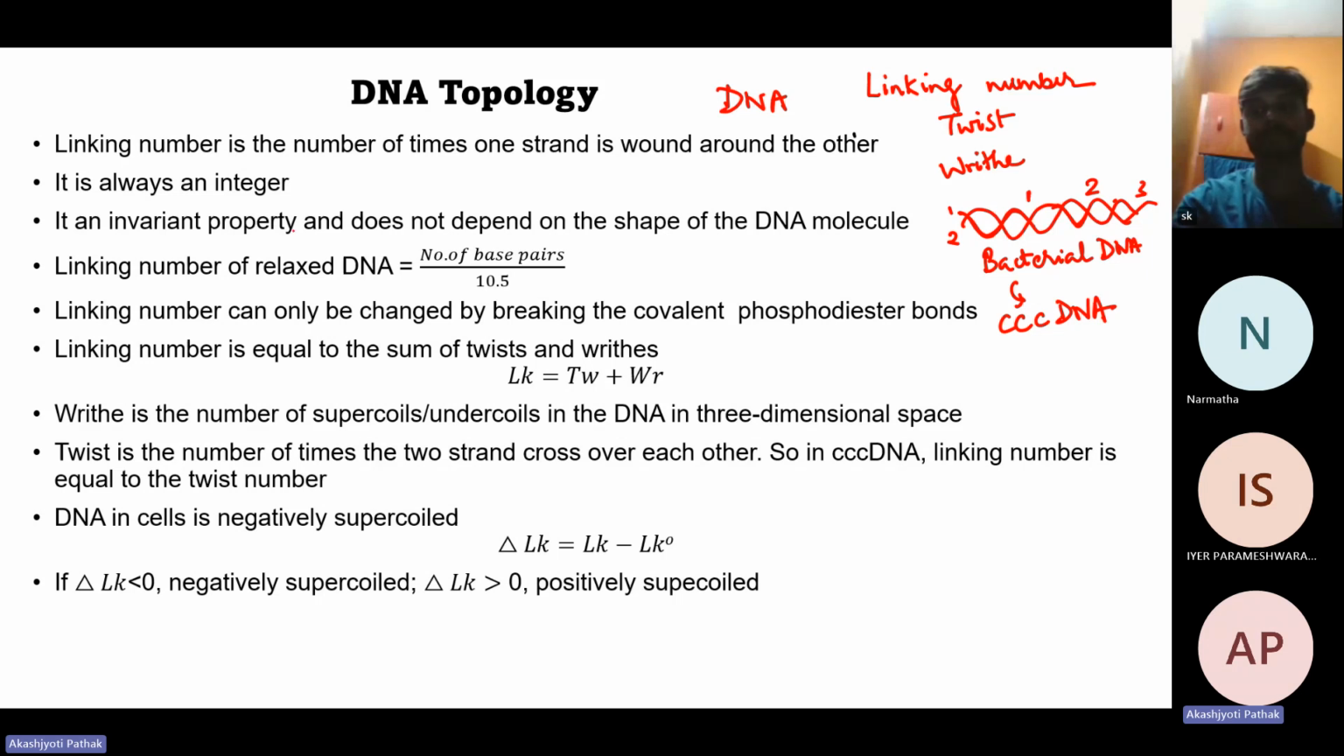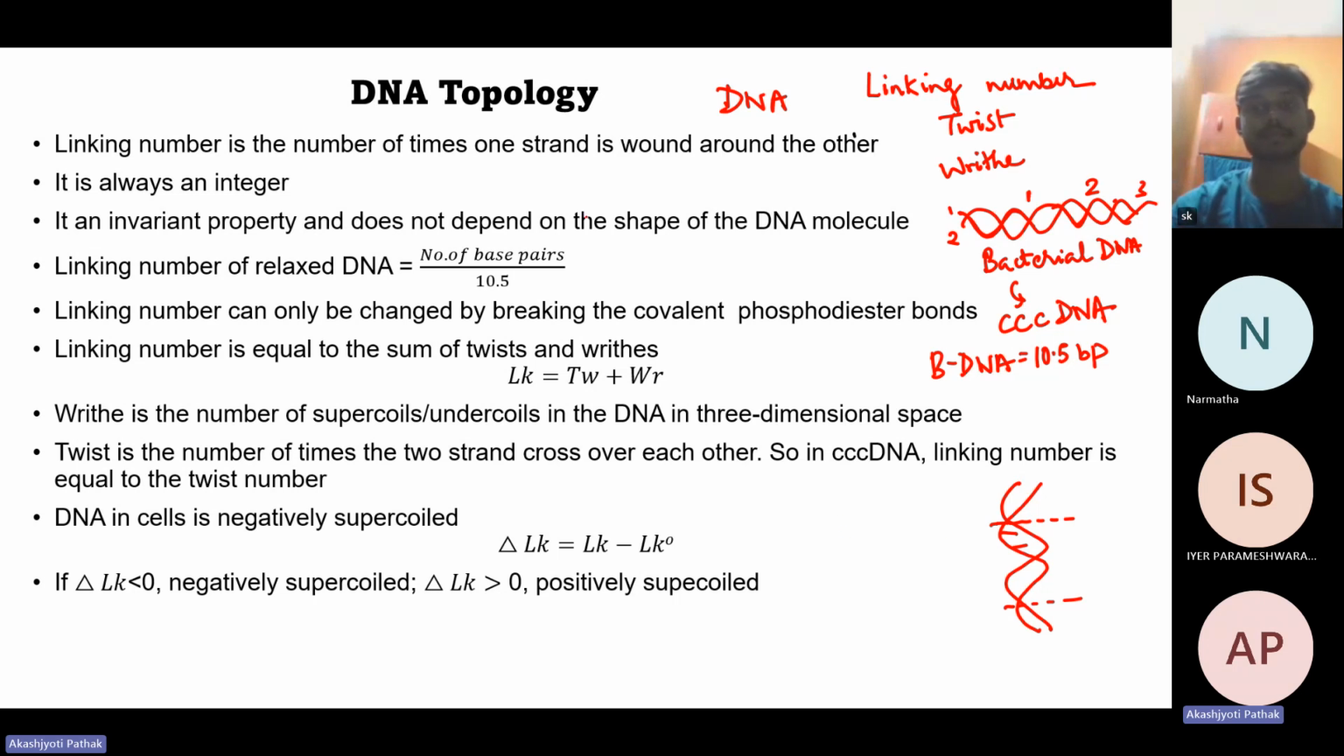So what is the linking number of a relaxed DNA? How can we calculate it? The linking number is equal to the number of base pairs divided by 10.5. If you remember, B-DNA has 10.5 base pairs per helix. So this is one helix, or pitch as it is called. This one helix of DNA has how many base pairs? It has 10.5 base pairs, right?